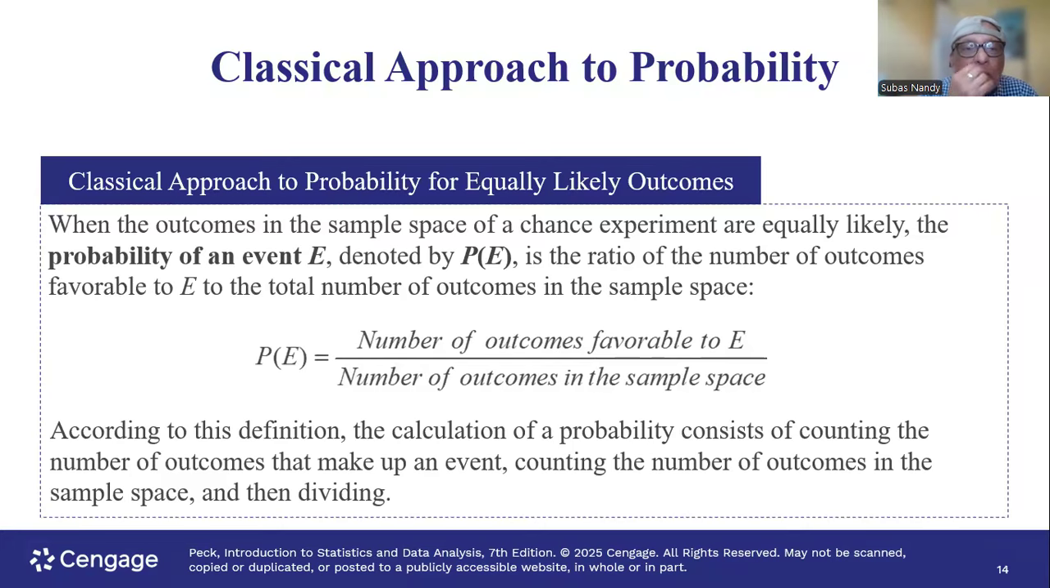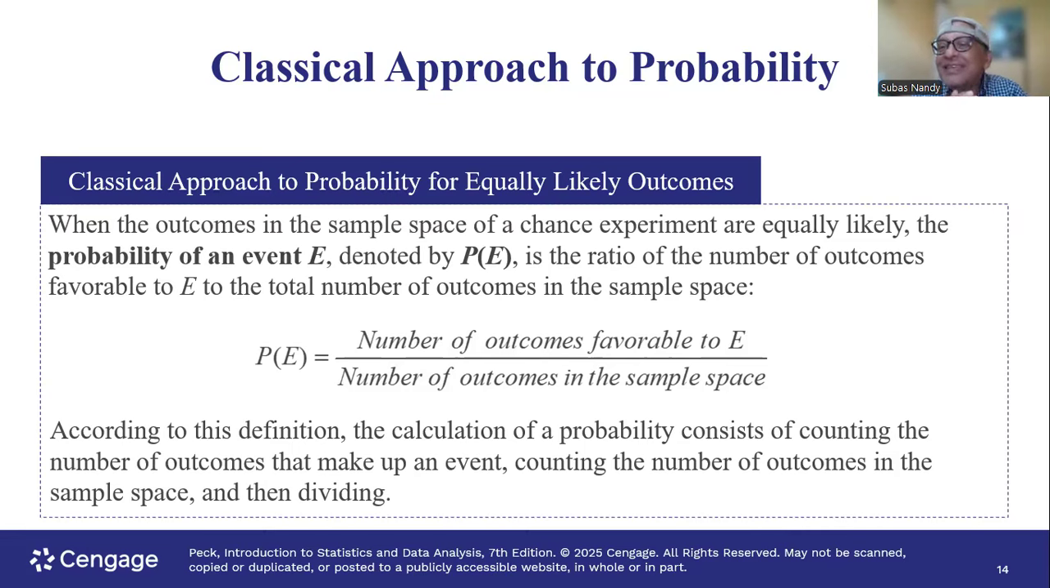Okay. So, the classical approach to probability for equally likely outcomes. The probability of an event E is represented by capital P, with capital E in parentheses. E is any event. For example, in my example, what is the probability of getting a head, H? E then becomes H, because head is H. Probability of getting a head is the number of outcomes favorable to E divided by the number of outcomes in the sample space.